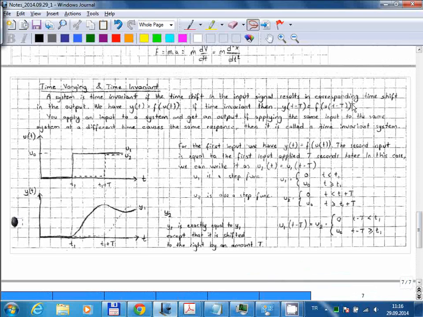If you shift the input in time, that is, instead of U as a function of time, you apply the input as U as a function of t minus some capital T. This capital T is the time shift. Then the response of the system should be shifted by the same amount.